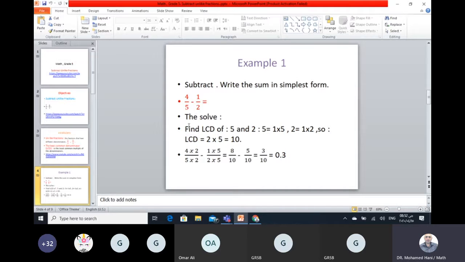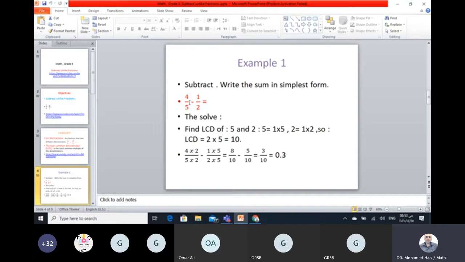Find the LCD. Take 5 and 2 and find the prime factors. 5 equals 1 times 5. 2 equals 1 times 2. As you see, the common factor here is 1. The non-common factors will be 2 and 5. So LCD equals 1 times 2 times 5, which means 10.